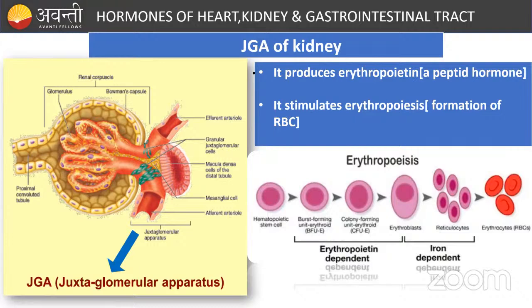This slide shows you the juxtaglomerular apparatus of the kidney. So this is the juxtaglomerular apparatus, and these are your granular juxtaglomerular cells. These cells secrete erythropoietin hormone, which is a peptide hormone. And the function of this hormone is erythropoiesis. As the name suggests, erythro means RBC. So the formation of your RBC is known as erythropoiesis.